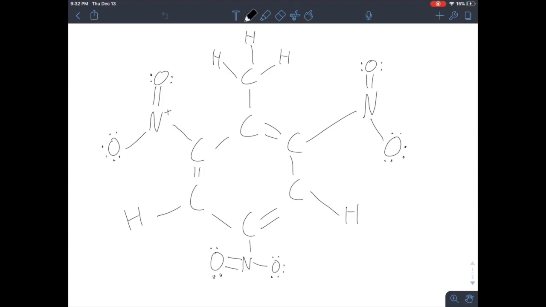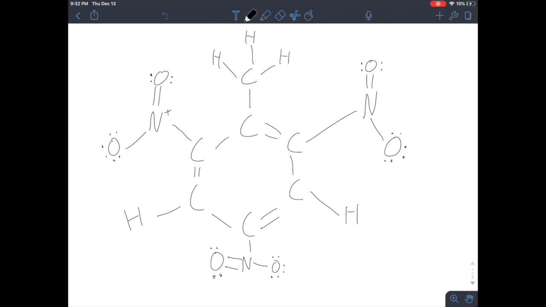Hello, today I will be talking about molecular shapes, bond angles, and polarity using trinitrotoluene, also known as TNT, as an example. This right here is the trinitrotoluene molecule, complete with electrons in a complete Lewis structure. First, let's talk about molecular polarity.